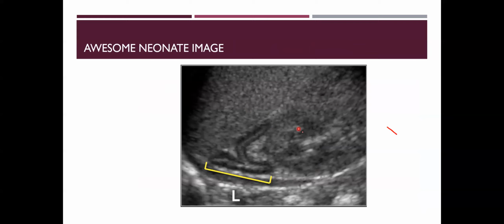Neonate picture. So brand new baby. Here's a little kidney, little liver. Most likely, I really doubt that's spleen. So this is the right kidney, liver. And also, I know that this is really triangular shaped, so that makes it more likely this is the right kidney. L obviously stands for length.